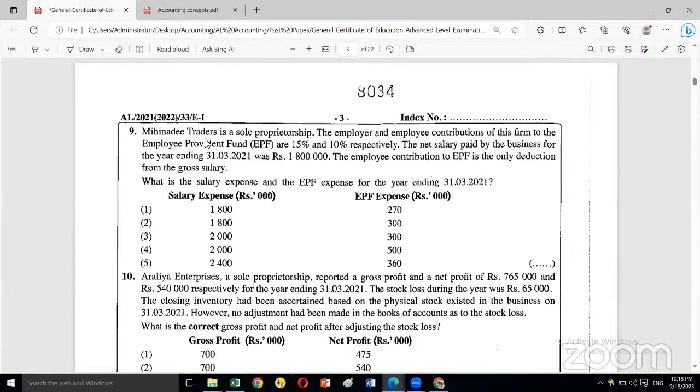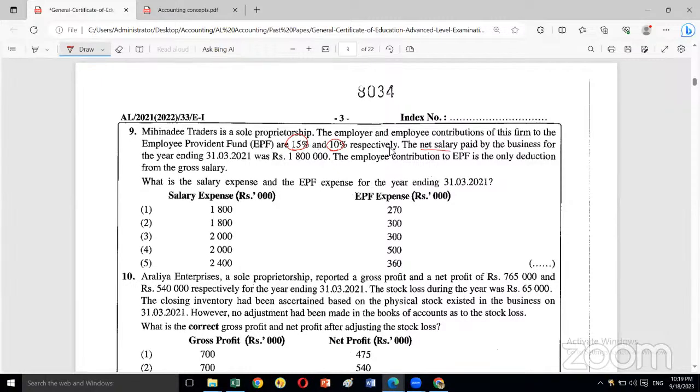Mihinadi Traders is a sole proprietorship. The employer and the employee contributions of this firm to the Employee Provident Fund are 15% and 10% respectively. EPF contribution of the employer is 15%. EPF contribution of the employee is 10% respectively.